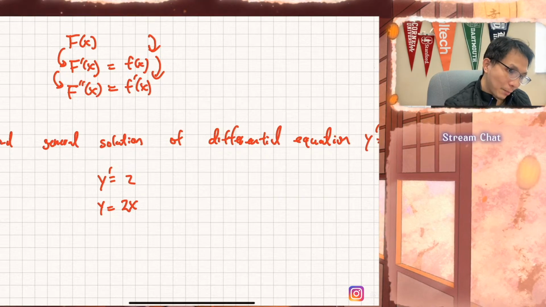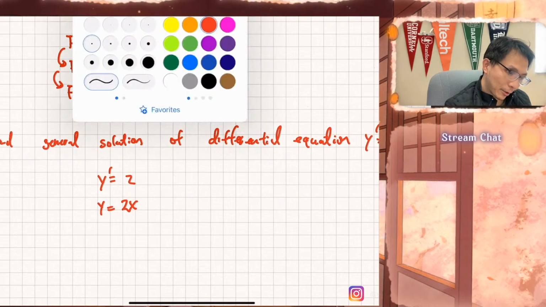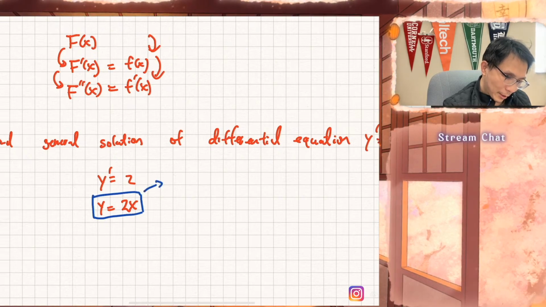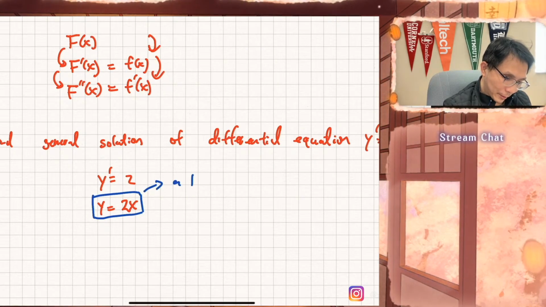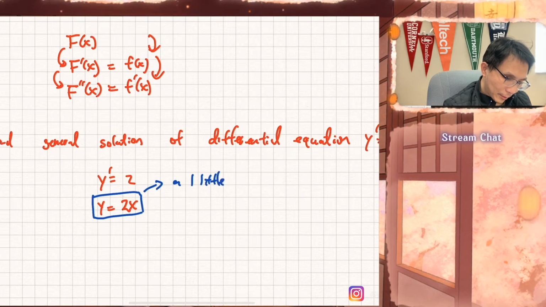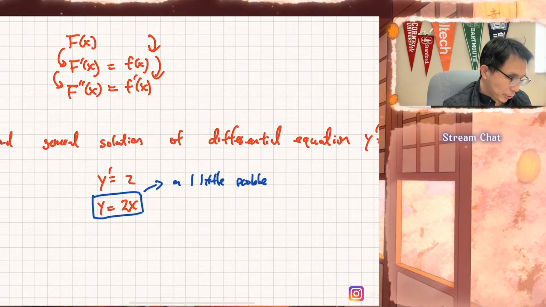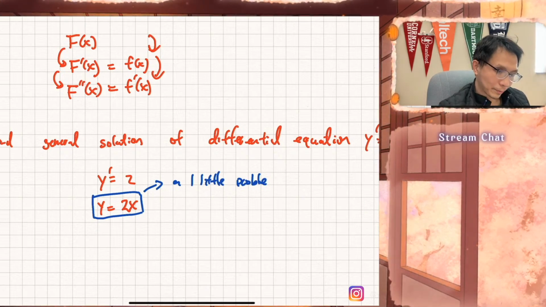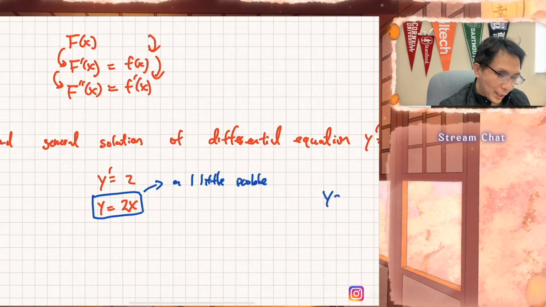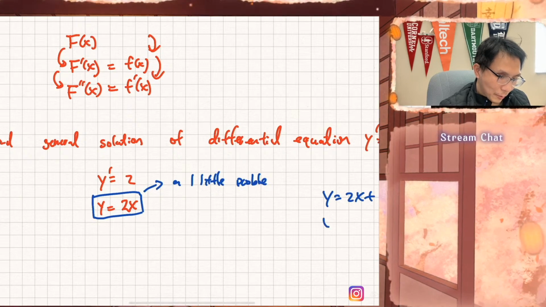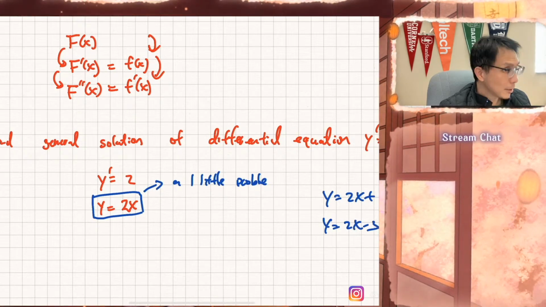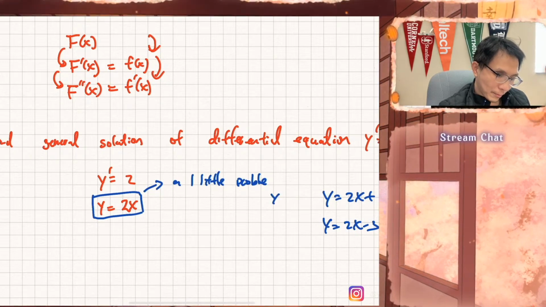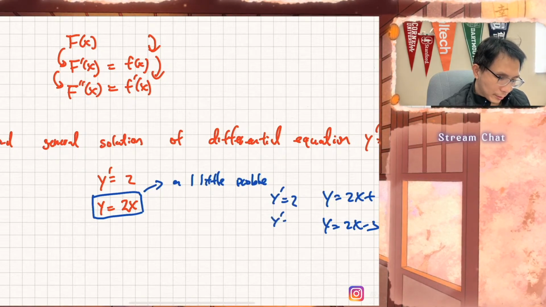There is a slight problem with this, though. There is a little problem with just 2x, and I'm going to explain to you why. Because if y is equal to 2x plus 1, or y is equal to 2x minus 3, what's the derivative of those two functions? They are equal to 2, right?